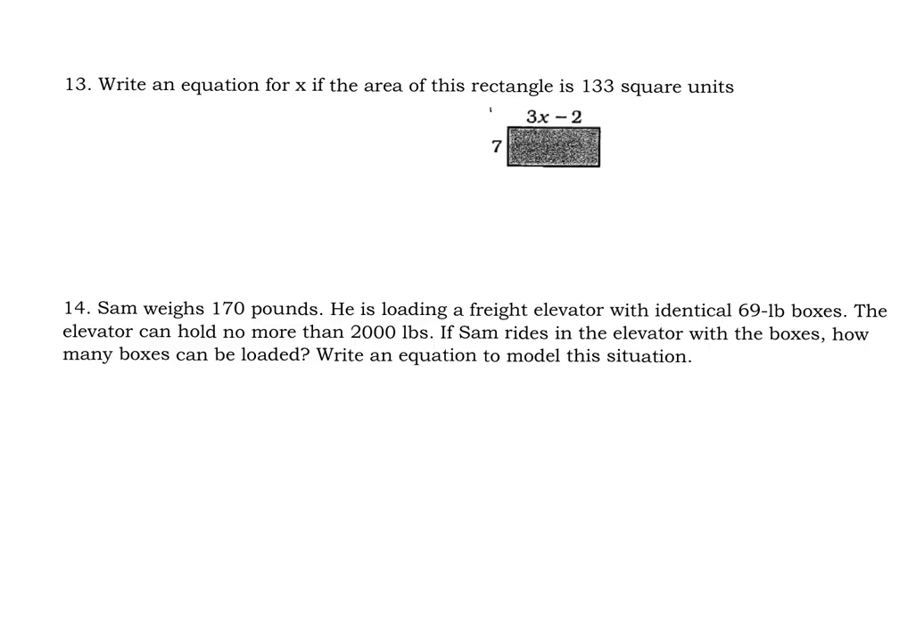Okay, this first example, it says write an equation for x if the area of the rectangle is, that means equals, 133 square units. Well, area is length times width. So I multiply these two sides together, and so the equation is 7 times 3x minus 2 equals 133. And there's the equation.